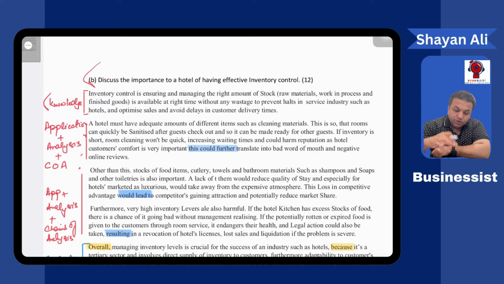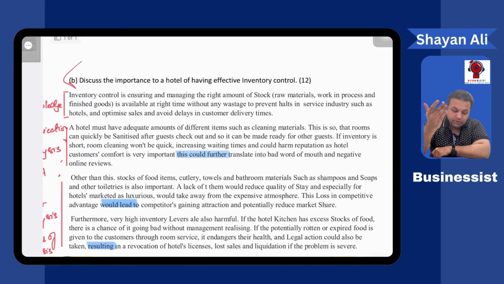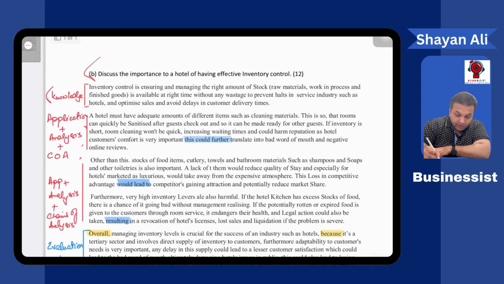Inventory control is ensuring and managing the right amount of the stock, that is raw material, work in progress, and finished goods, is available at the right time without any wastage to prevent halts in the service industry, such as hotels, and optimize sales and avoid delays in the customer delivery time. So this is a full-fledged, power-packed definition. So we have written the definition here. We are already done with the definition, and now we have gained 2 marks here for the definition.